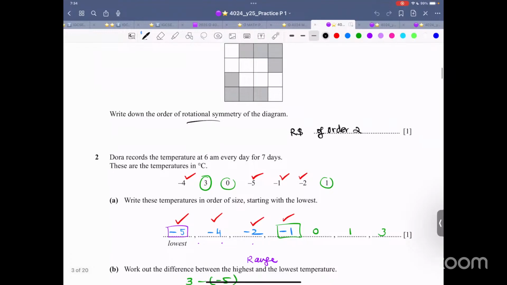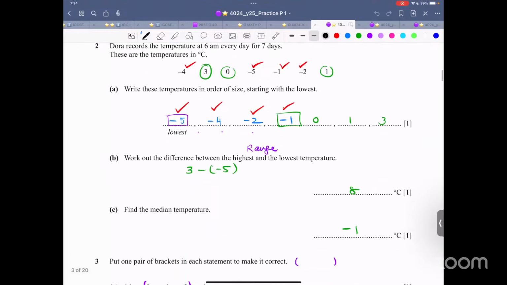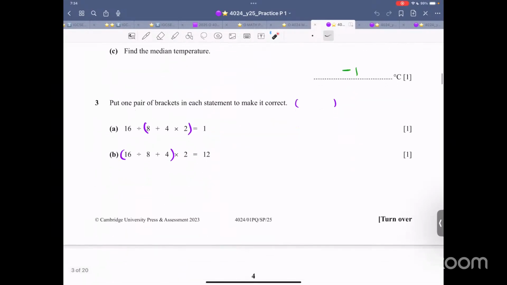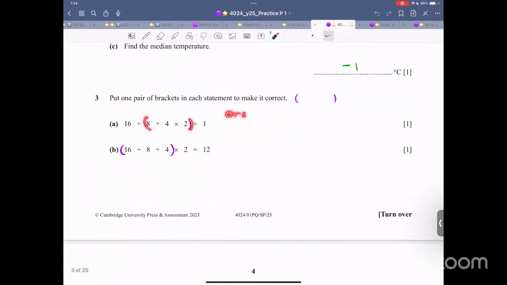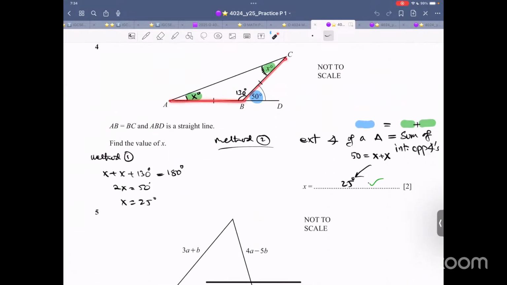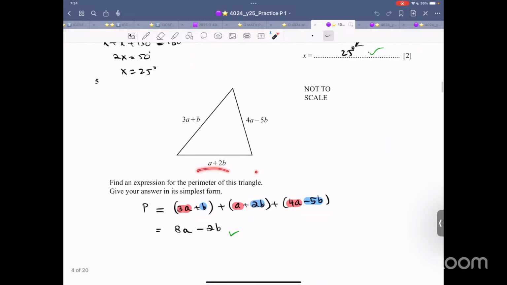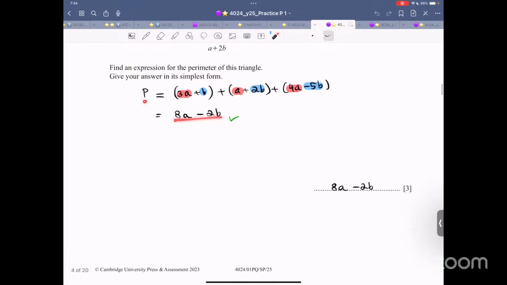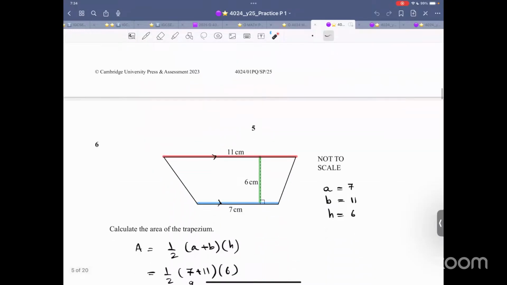Now, this was about rotational symmetry, basic idea, taking care of the negative sign, putting brackets, that is order of operations, very important nowadays. Something about a basic triangle angle property, something about perimeter, just an expression. A lot of people confuse expression with equation. Equation has an equal sign. Expression, there is no equal sign. You just say perimeter is this. You're not equating it to something.